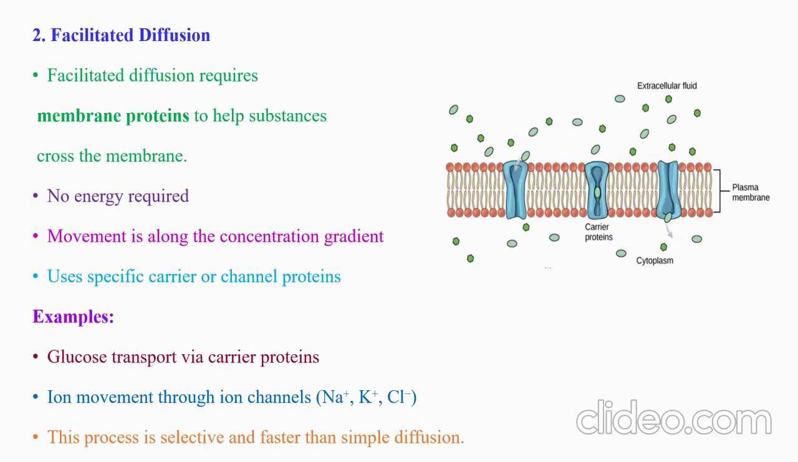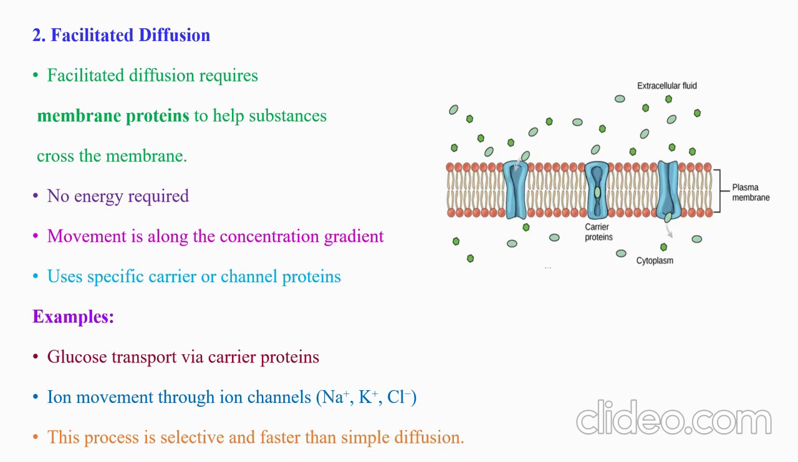Next one is facilitated diffusion. Facilitated diffusion is the passive movement of polar molecules, ions or larger substances across the membrane with the help of specific transport proteins such as carrier proteins or channel proteins. Although it does not require ATP, it differs from simple diffusion because it depends on protein availability.